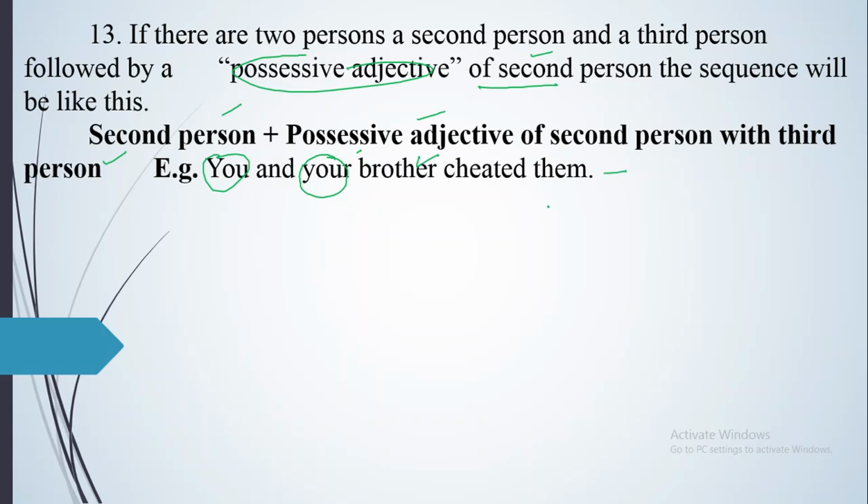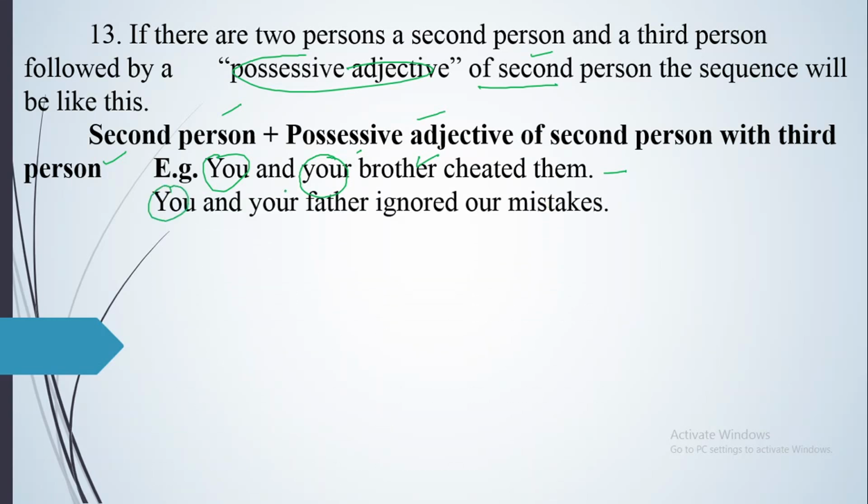You will not say your brother and you cheated him. Second example, you and your father. See, second person and then possessive adjective of second person, and at the end then third person. Ignored our mistakes.